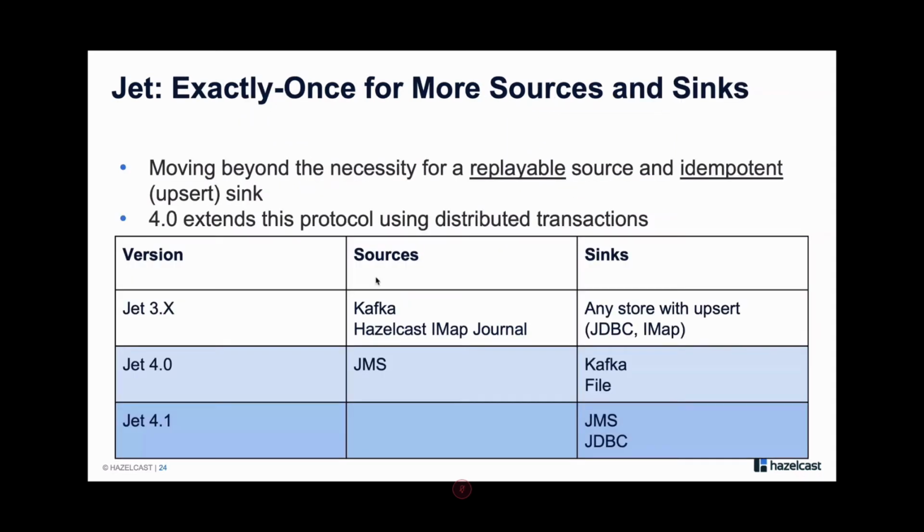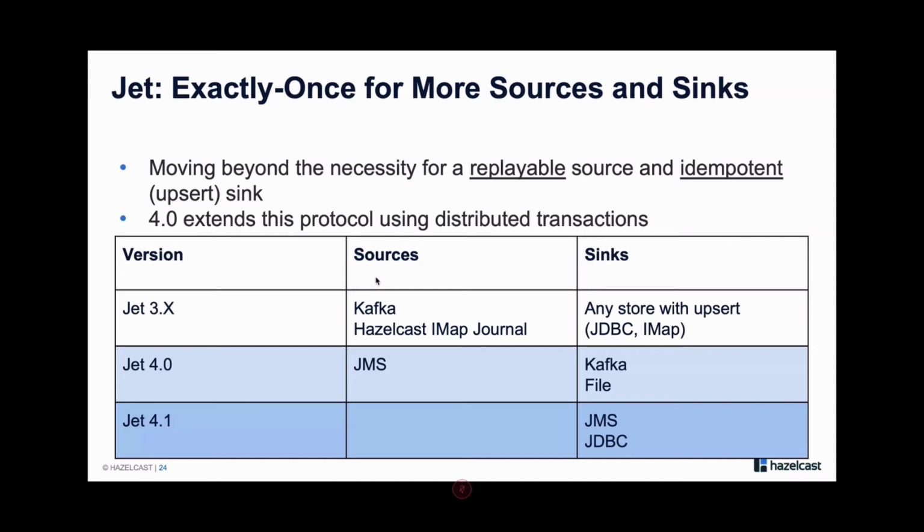Okay, and so for Jet 3.x, just to review this, some of the sources included Kafka and Hazelcast IMaps, and the syncs were any store that supported upsert. So in 4.0, we added JMS. So any JMS provider can be used as a source. So again, we use that distributed transaction logic to make sure that there isn't that loss of data. And then syncs will include Kafka and any file.